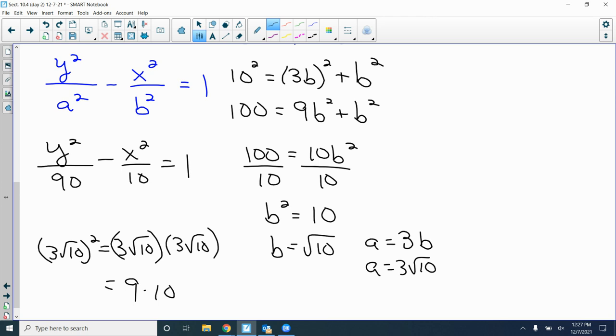So you have to watch when you're given the slopes. That doesn't guarantee it'll be your a value or b value. It'll reduce to that, but it doesn't guarantee it'll be those.